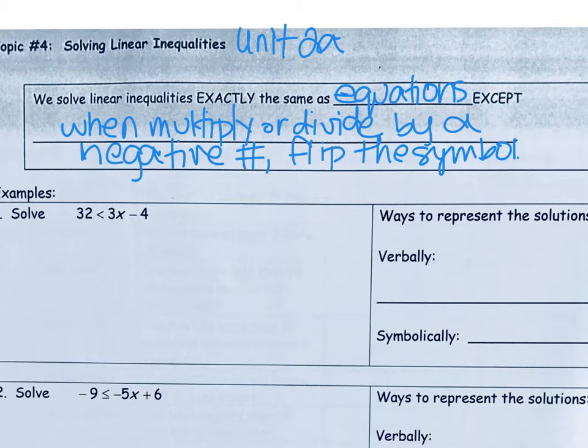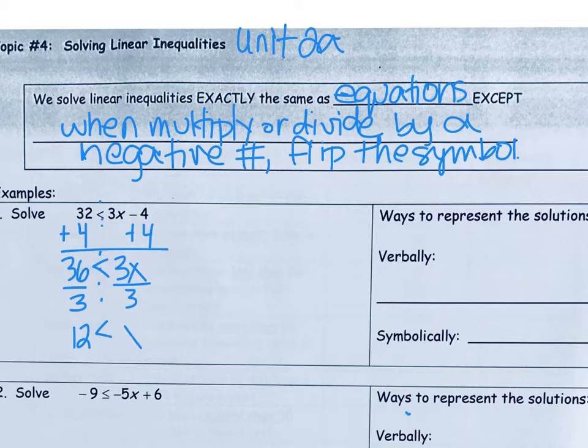So let's take a look at our first example. We're solving this inequality the same way as we would solve an equation. Take our line down the middle. We're going to balance out by adding 4 to each side. So I have 36 is less than 3x. I haven't multiplied or divided by a negative, so I don't need to worry yet. I'm dividing by a positive 3, so I get 12 is less than x. I didn't multiply or divide by a negative, so I don't need to worry about anything.